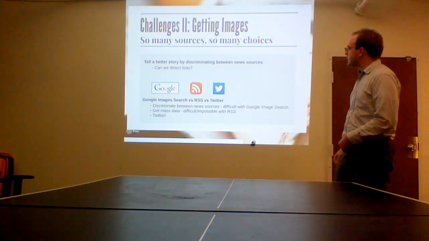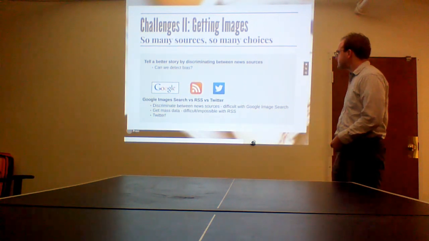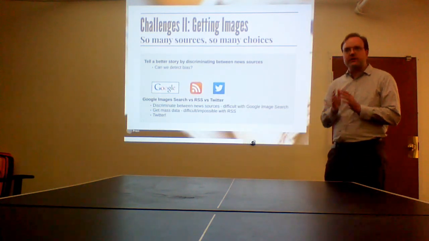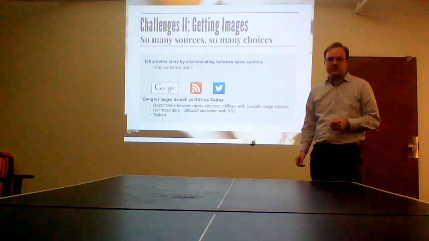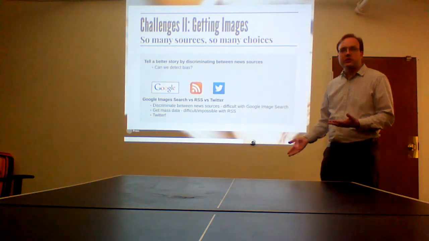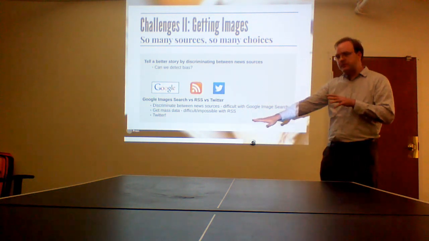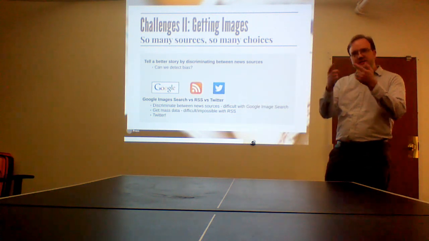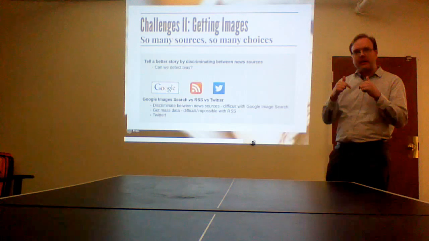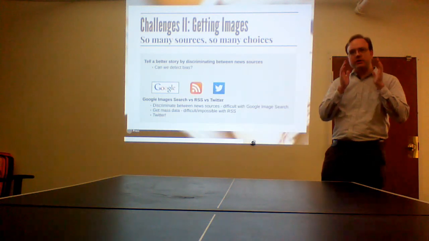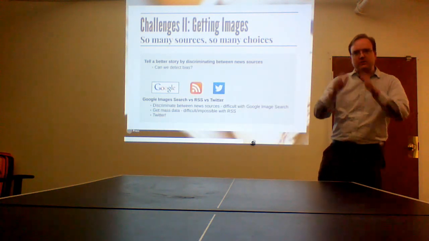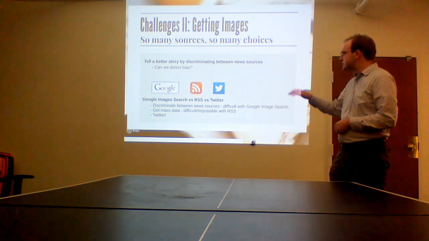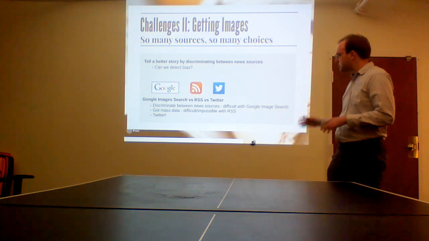Then I came to the challenge of getting the images, and I found that I could tell a better story if I discriminate between news sources, if I don't just get them all from, for example, Google image search. That was my first idea, was just to use Google image search, get all the images, and then send them through the machine and see what they come up with. And of course, with Google image search, you can see what the source is of that image, but it's not organized in a way where you're going to get X number from one source, X number from another source, and so on. So I couldn't really discriminate between news sources as easily as I wanted to, so I chucked that.